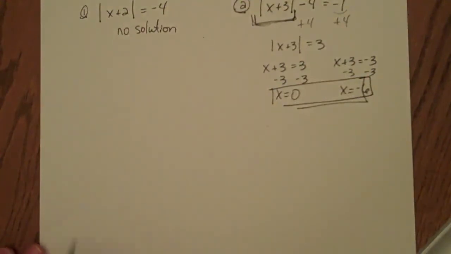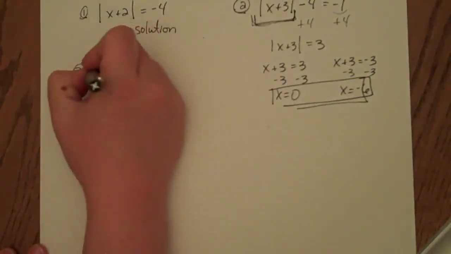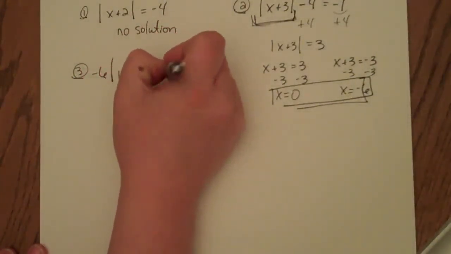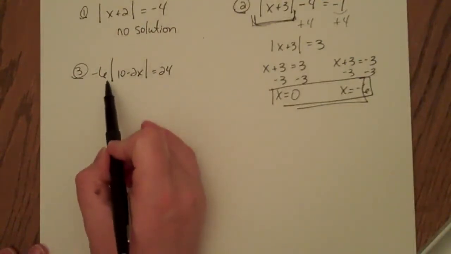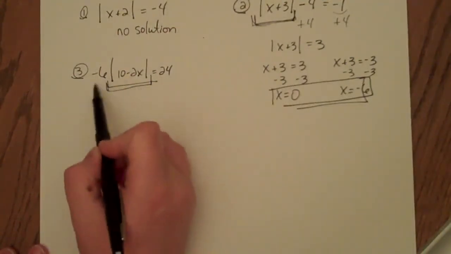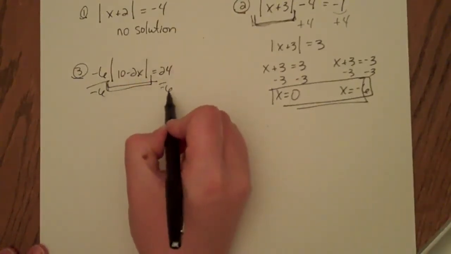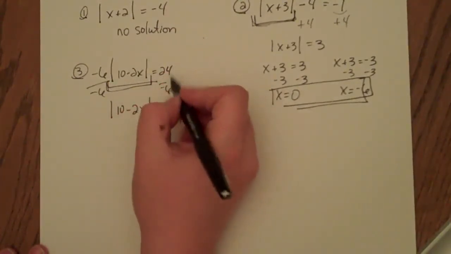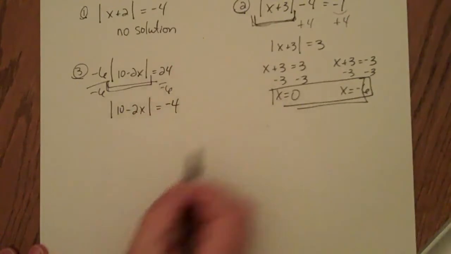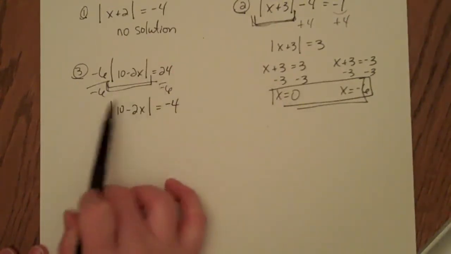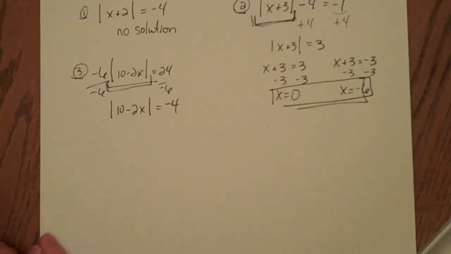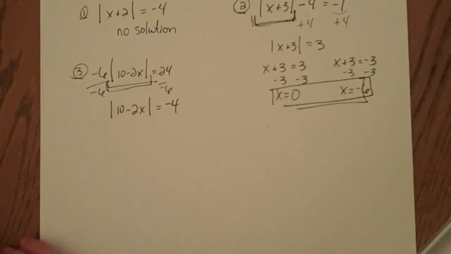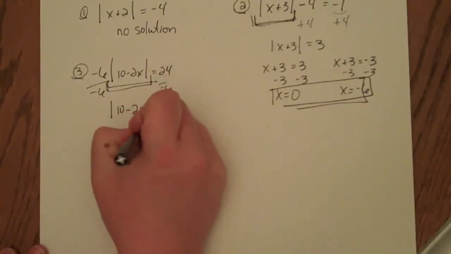Let's take a look at another one. We have negative 6 times the absolute value of 10 minus 2x is equal to 24. Well, again, we know our first goal is to get the absolute value by itself, so we need to divide both sides by negative 6. And when we do that, we have the absolute value of 10 minus 2x equal to 24 divided by negative 6, which is negative 4. Well, here we have the absolute value by itself, and it's equal to a negative number. This is saying that this has a distance equal to negative 4. Distance cannot be negative, so this would be another no solution.